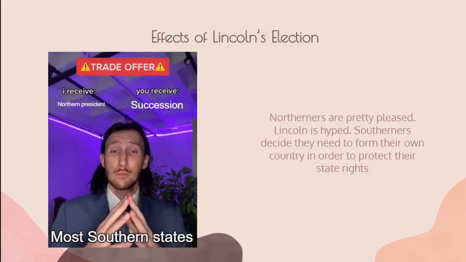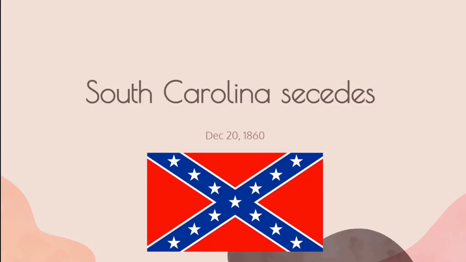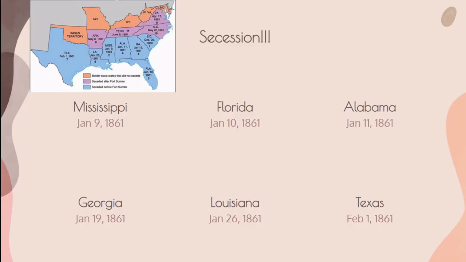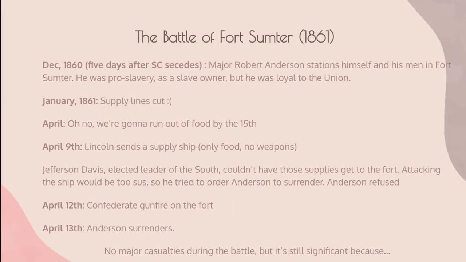Now we have the effects of Lincoln's election. The Northerners, alright, they're pretty happy, they voted for him, they're good. Lincoln's pretty hyped. And then the Southerners decide they need to form their own country in order to protect their state rights. So, South Carolina secedes, and they're the first state to secede on December 20th, 1860. Then, I'm not going to read out all these states, but we have a lot of states that seceded in January, and then Texas in February. Then we have the Battle of Fort Sumter, which starts the Civil War.